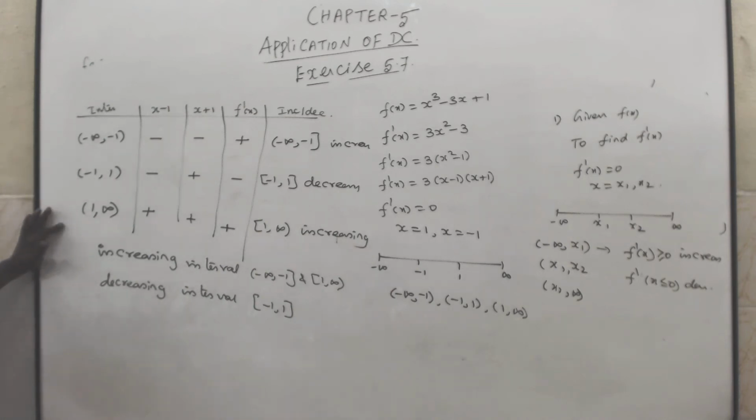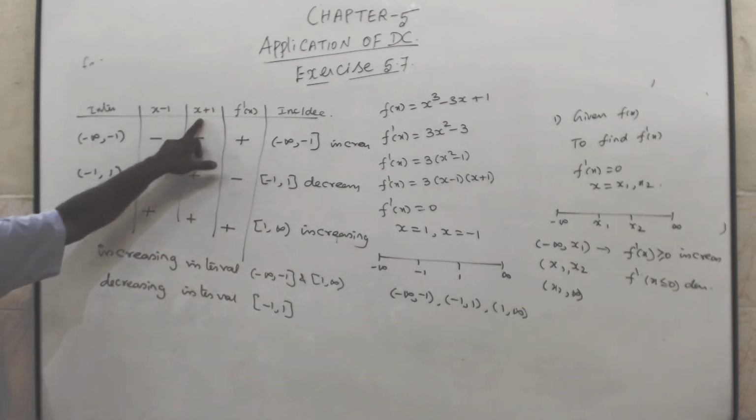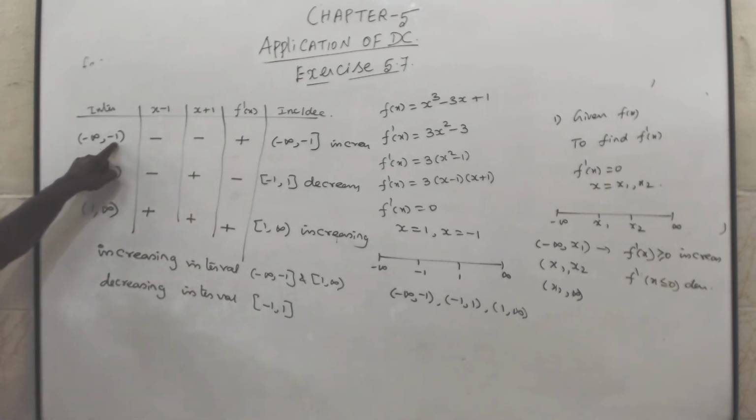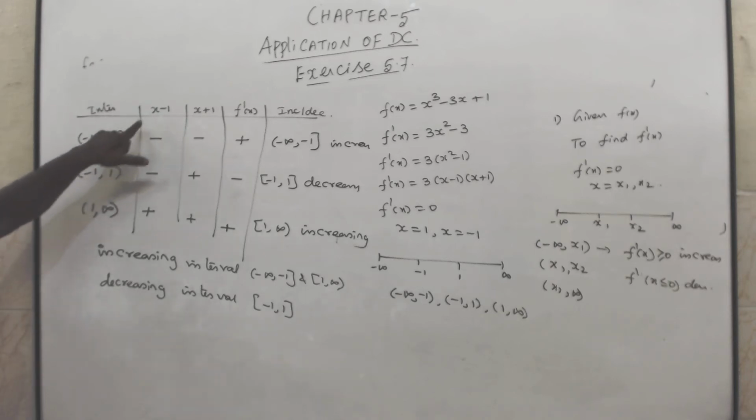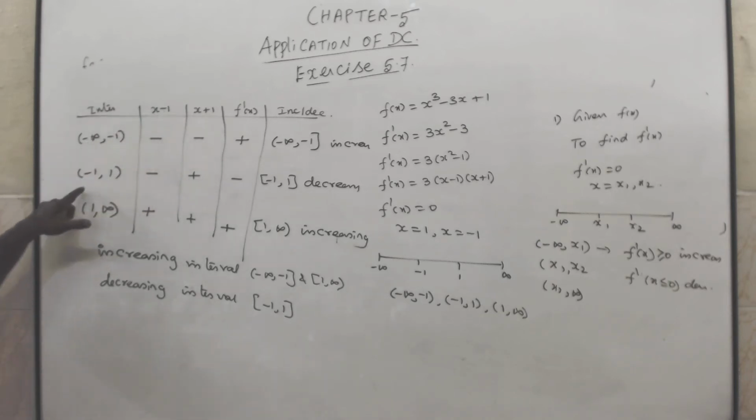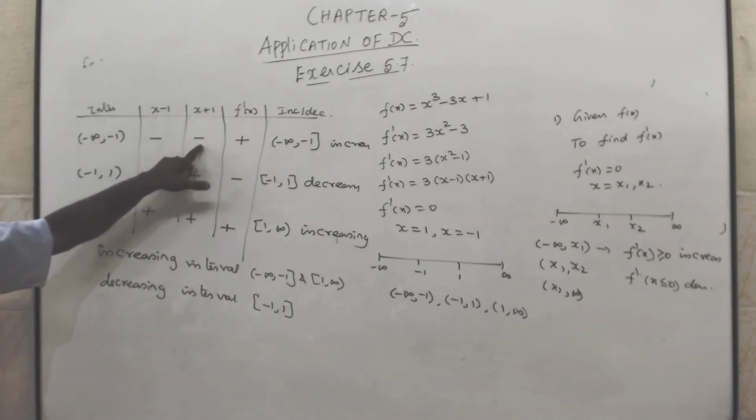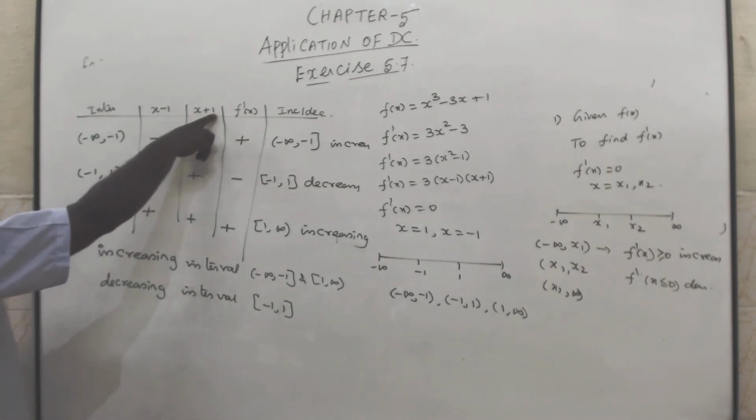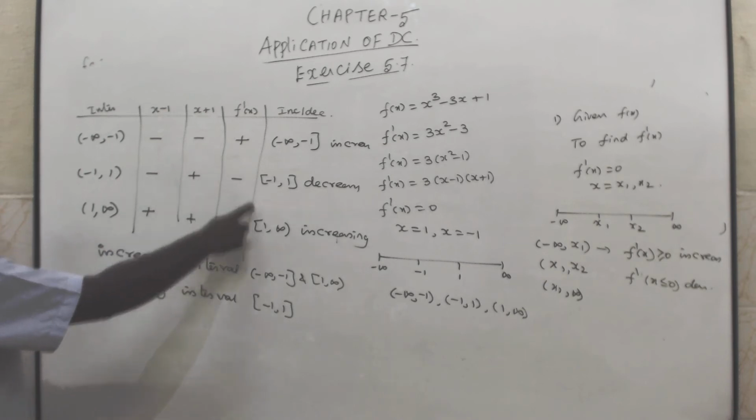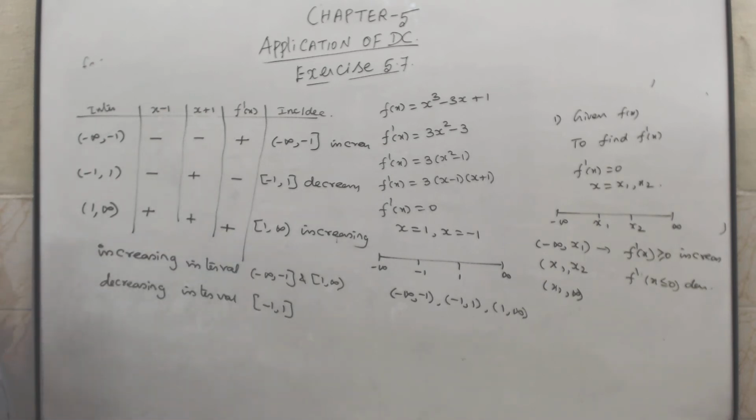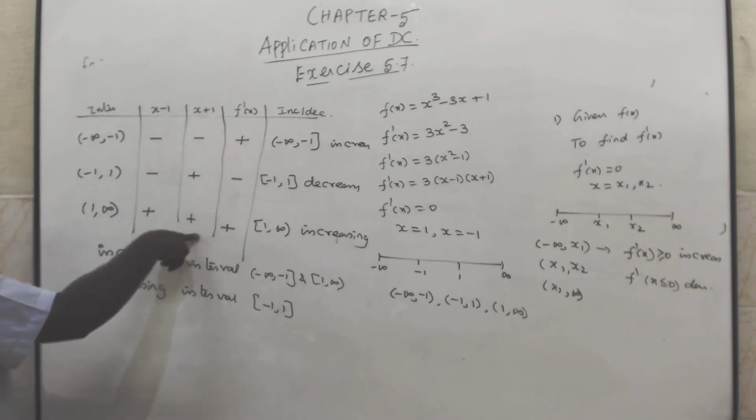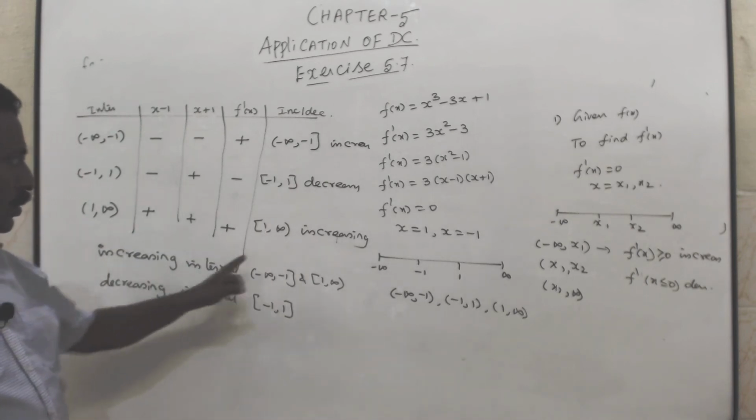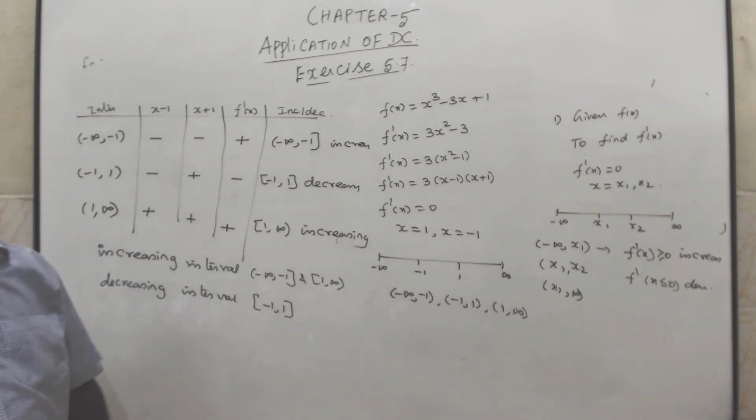Now the table. The first factor is x minus 1, the second factor is x plus 1, and the product of these two is f dash of x. Minus infinity comma minus 1, in between minus 2: minus 2 minus 1 negative, minus 2 plus 1 negative, negative into negative positive. In between 0: 0 minus 1 negative, 0 plus 1 positive, minus into plus minus. 1 comma infinity: 2 minus 1 plus, 2 plus 1 plus, plus into plus plus. Plus means increasing, minus means decreasing. So, 2 increasing intervals, 1 decreasing interval. Clear?